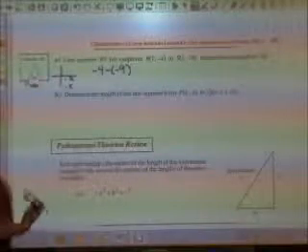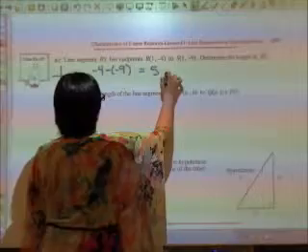So I get -4 plus 9, which would equal 5.